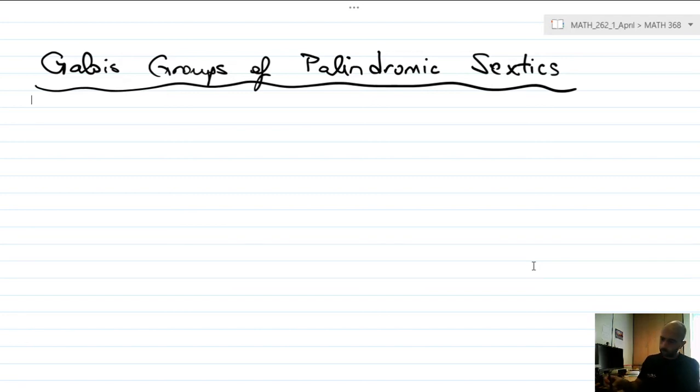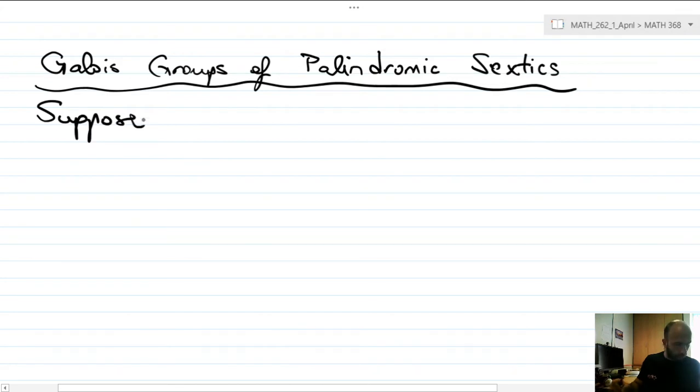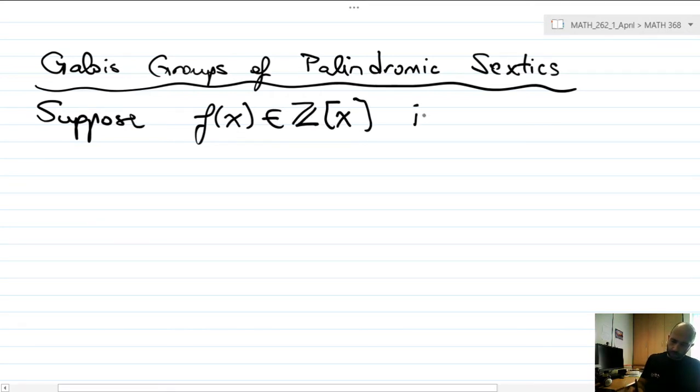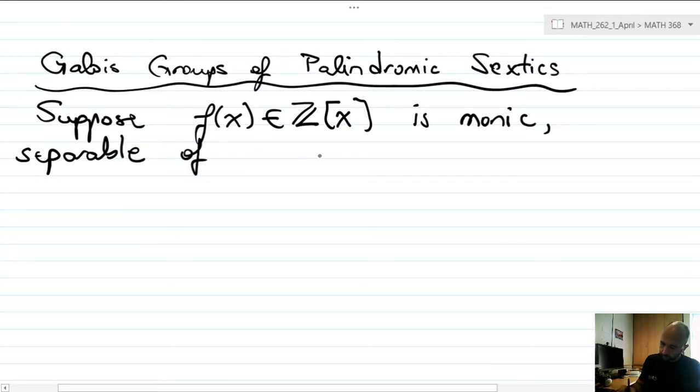Okay, let's start. So suppose we have a polynomial f(x) with integer coefficients. Say it is monic, separable, and let's say of degree n, and the goal is to compute its Galois group.